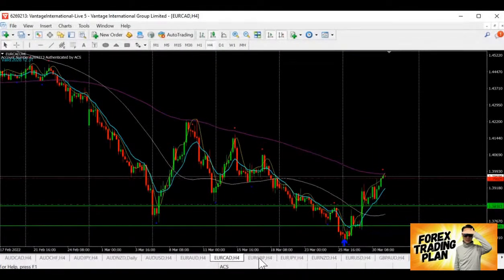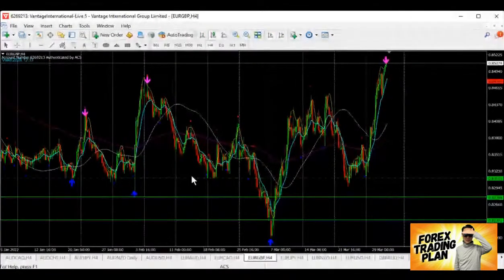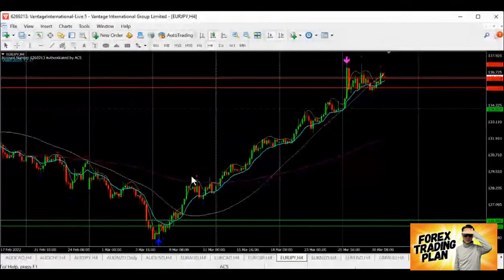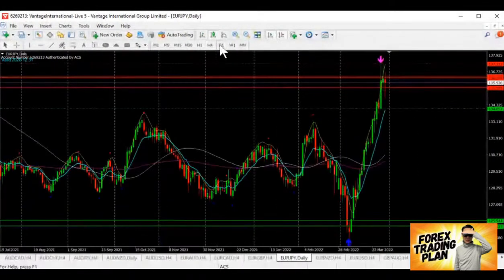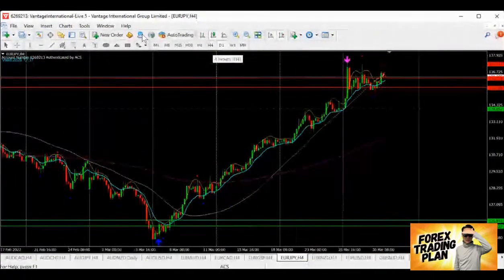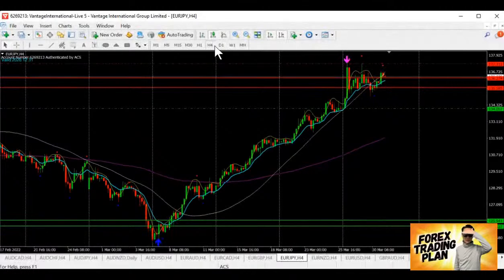Next, Euro Pound. I'm going to give this a miss. Euro Yen, we are still in this zone, which is not very comfortable, so I'm going to give this a miss as well because it's in the bear zone. Whether it goes into the bearish market or the bullish market, we are at a verge. No decision has been made yet. It's not clear, so I'm going to give this a miss for this session.